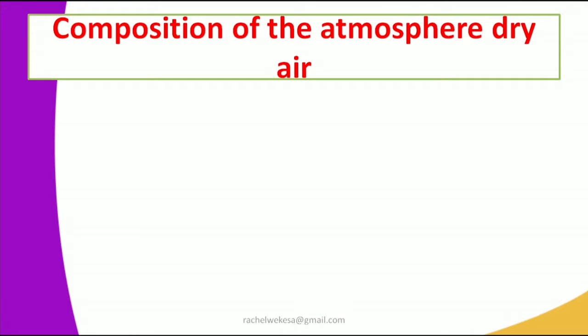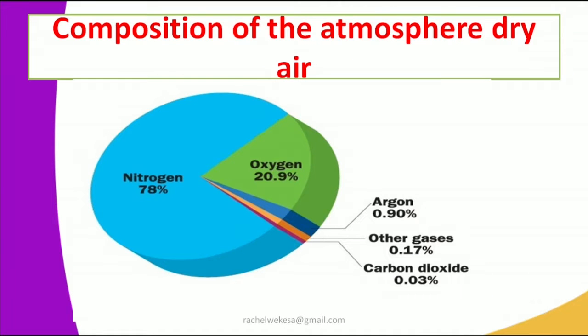Let's look at the composition of the atmosphere, dry air. On our image here, we have different types of air shown on a diagram, and the largest is nitrogen, which amounts for 78%, followed by oxygen, which amounts for 20.9%. We also have argon, that is blue in color, which amounts for 0.90%. Other gases, in orange, amount for 0.17%. Then we have the least amount of air, carbon dioxide, which amounts for 0.03%.